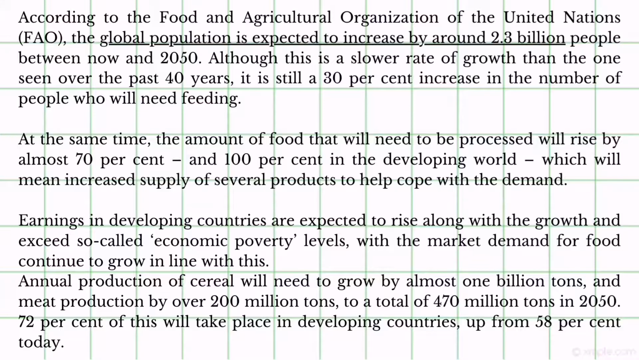Earnings in developing countries are expected to rise, along with growth that exceeds so-called economic poverty levels, with the market demand for food continuing to grow in line with this. Annual production of cereal will need to grow by almost 1 billion tons and meat production by over 200 million tons to a total of 470 million tons in 2050. 70% of this will take place in developing countries, up from 58% simula ngayon.